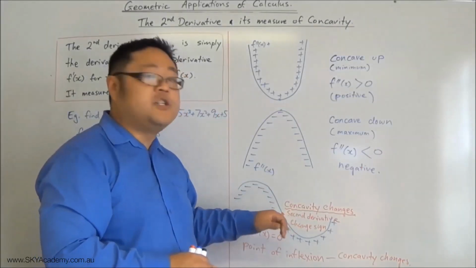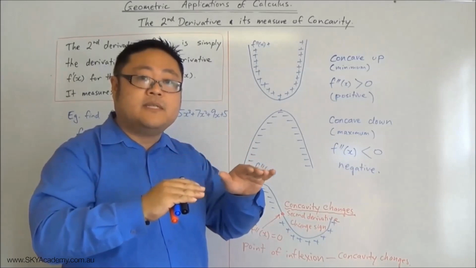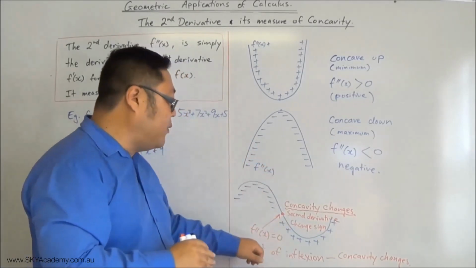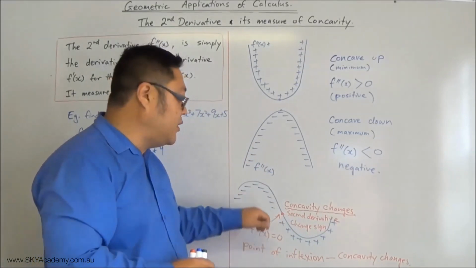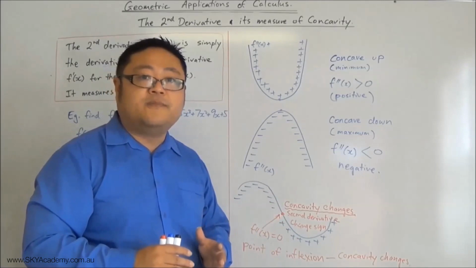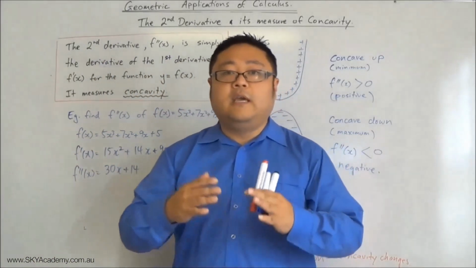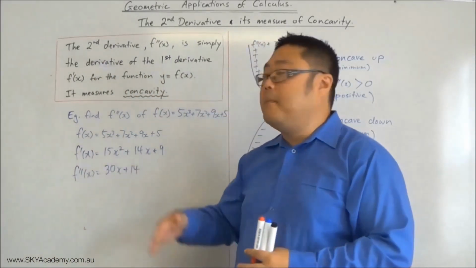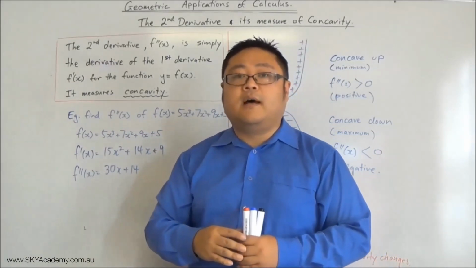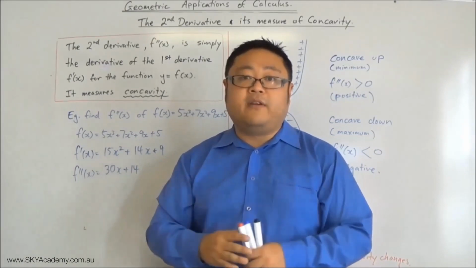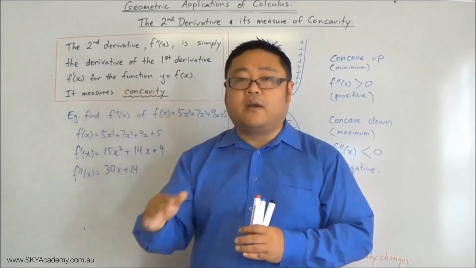The horizontal point of inflection is where the gradient, the first derivative, is also equal to 0. In other words, it's a stationary point. But points of inflection don't have to be stationary points to be points of inflection. All that needs to occur is for the concavity to change. This will come in very handy because it gives us another way of working out maximum and minimum, or determining the nature of a stationary point, by working out where the concavity is changing and where the concavity occurs, whether it's concave up or concave down.